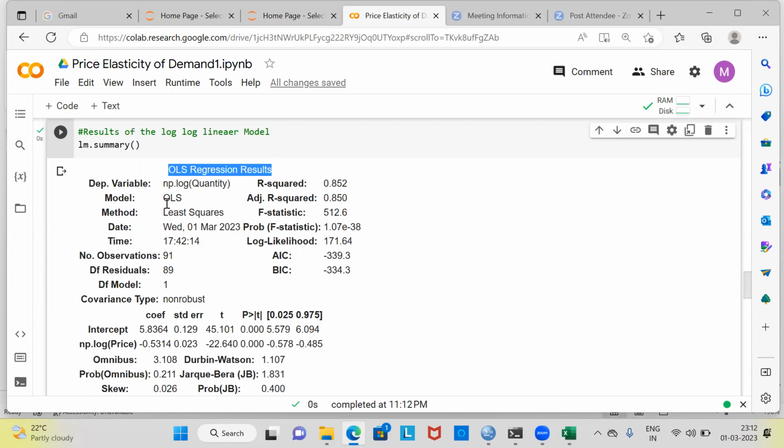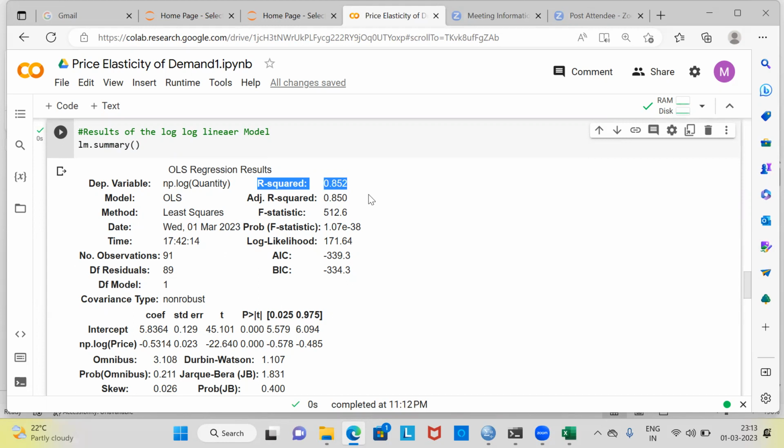The model that is used is OLS. The method is least squares. The date on which we are running the model, the time of execution is displayed, the sample size or the number of observations is given, the degrees of freedom for residuals is given, other important details like degrees of freedom for the model is given. What is the covariance type? It is non-robust.